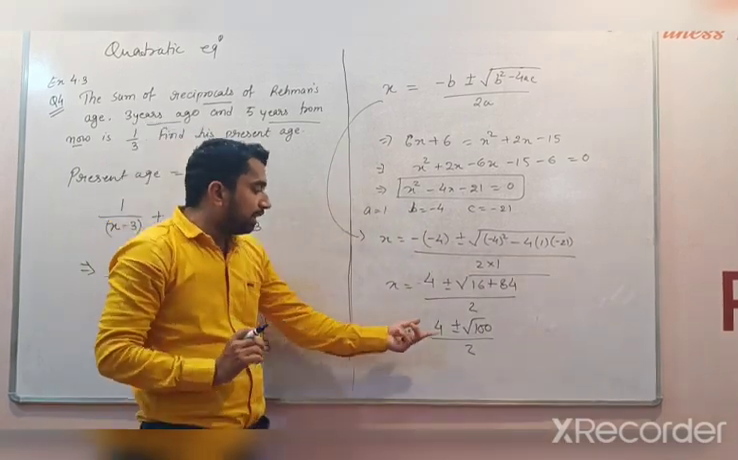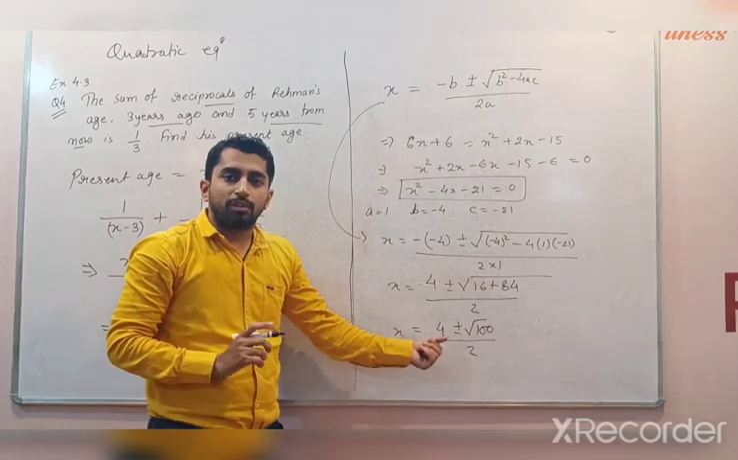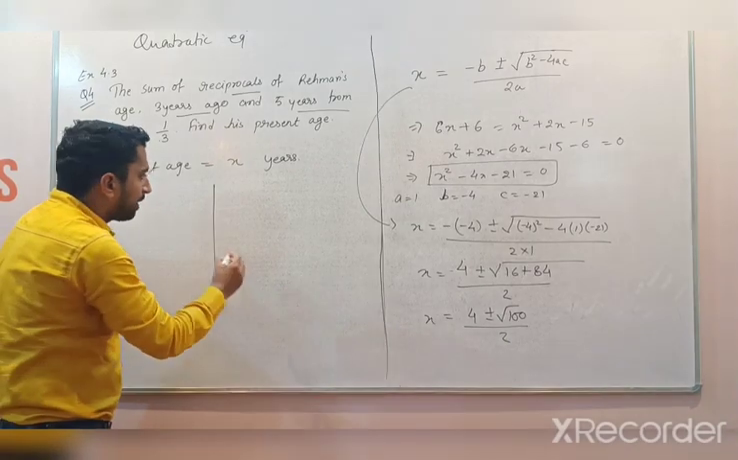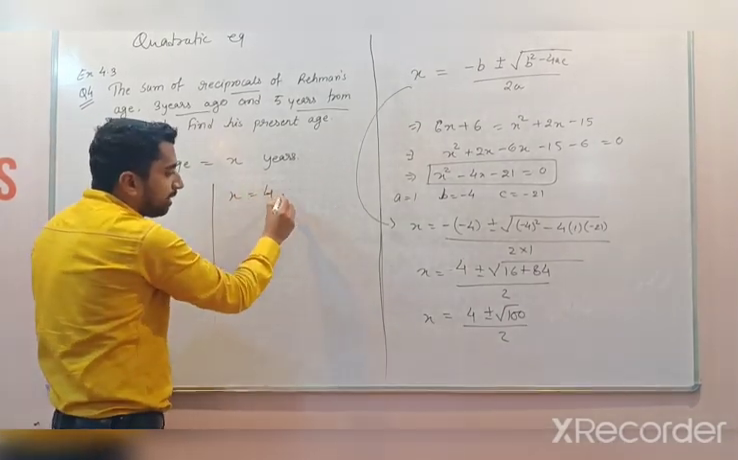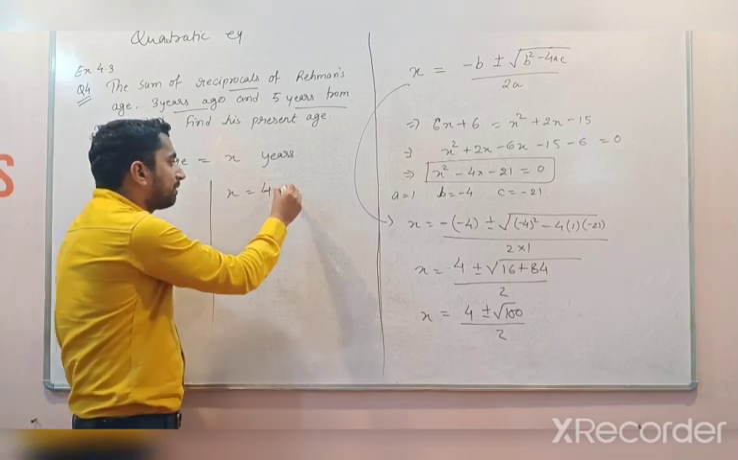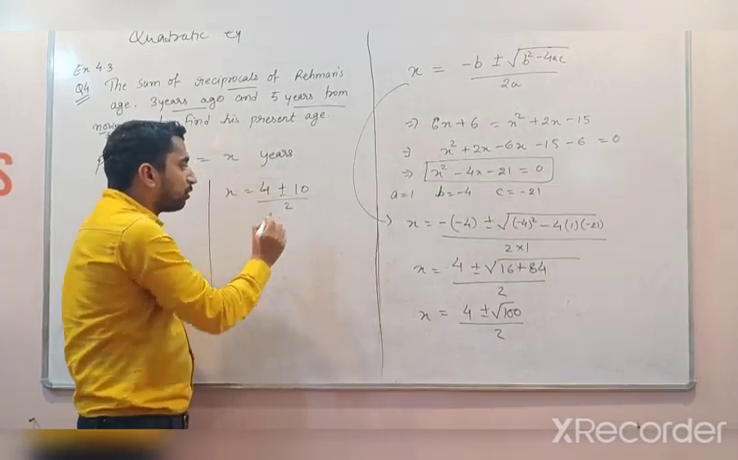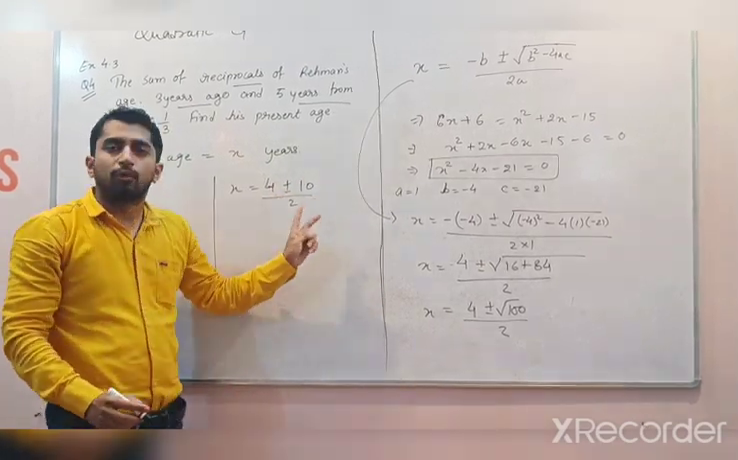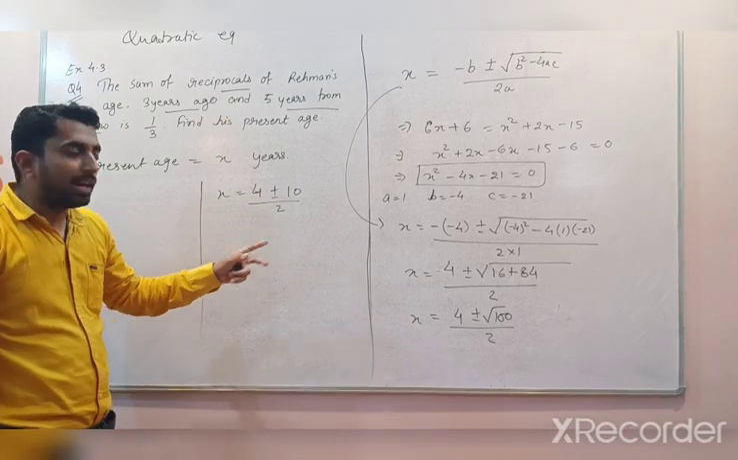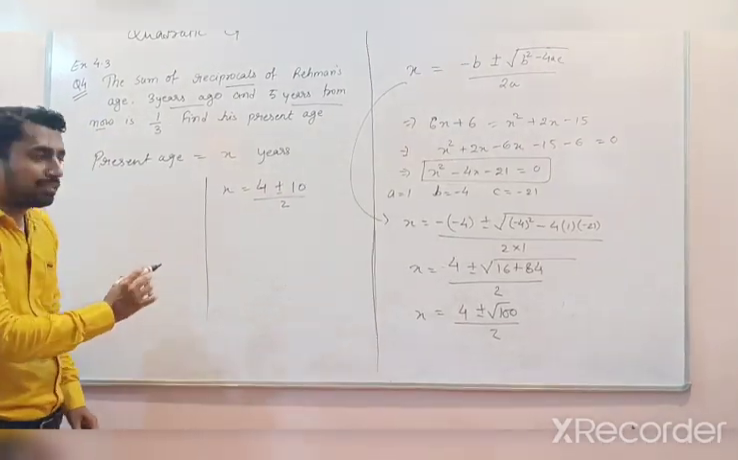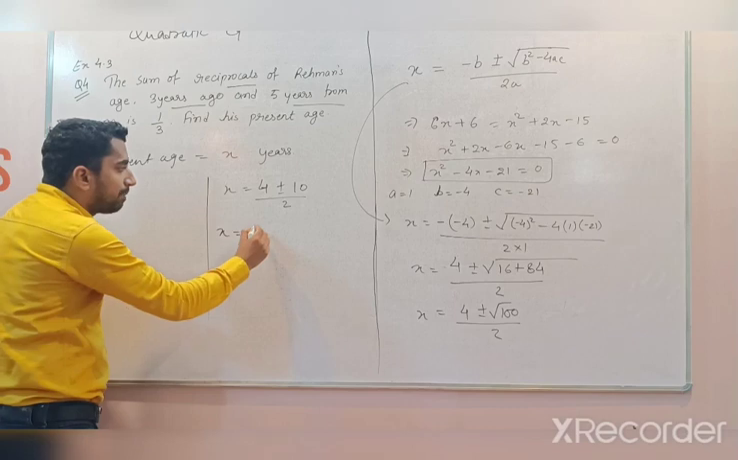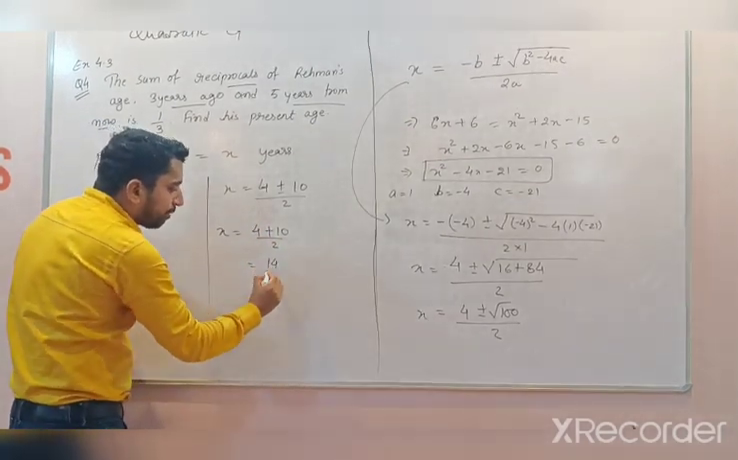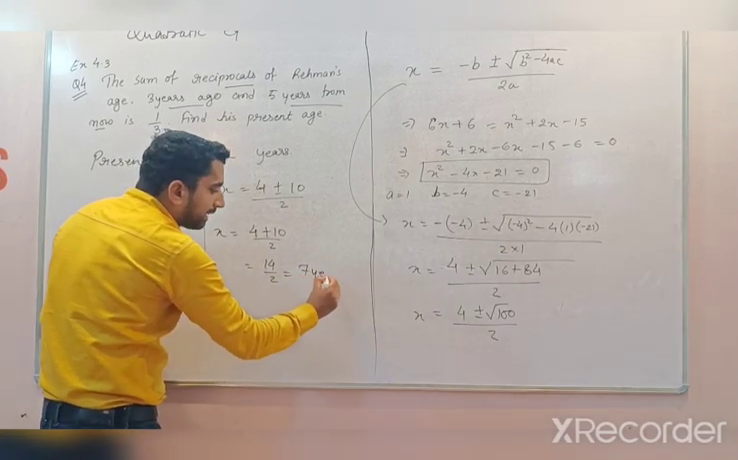Now we try to understand, we will take this 100 out of the root. After this step you can understand, we have x equals to 4 plus minus root over 100, that is 10 upon 2. So what this plus minus means? It means once you have to add 4 and 10, the other time you have to subtract them. So we will be getting two different cases. Let us take the first case, so it will be 4 plus 10 upon 2. So that will be 14 upon 2, means the answer would be 7 years.